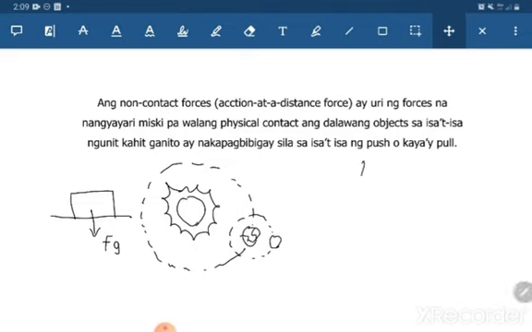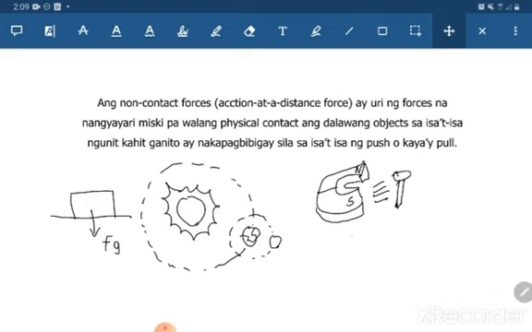Also, you have magnetic force, di ba? Di ba yung mga magnet, kaya nilang hilahin yung mga metallic objects papunta sa kanila. You have north and south. Okay, akala natin ng bata magic yan kasi gumagalaw mag-isa yung halimbawang pako dahil may magnet pala.